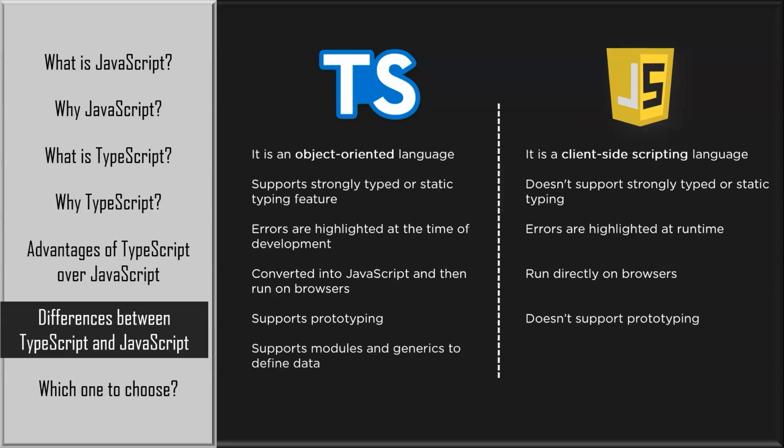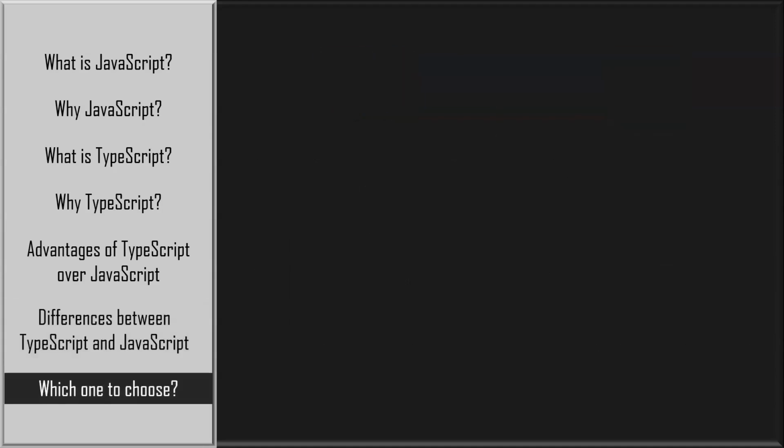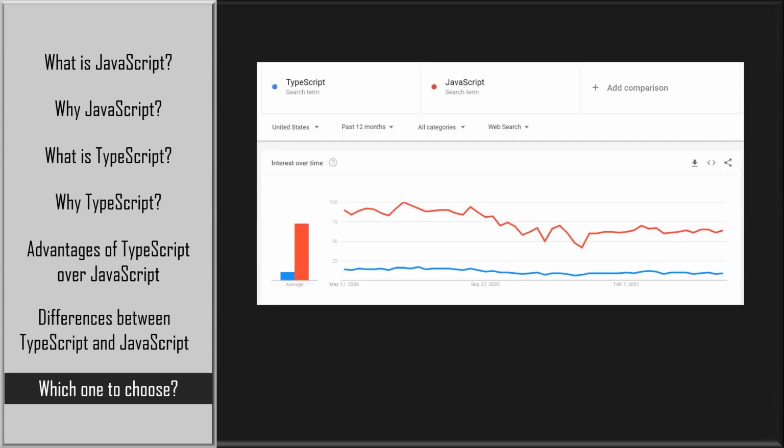Lastly, as mentioned, TypeScript supports modules, generics, namespaces, access modifiers, etc., while JavaScript does not support these features. So lastly, which one should you choose? Now, what are the developers around the world using?